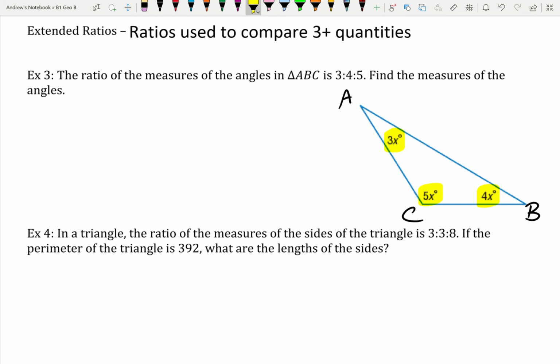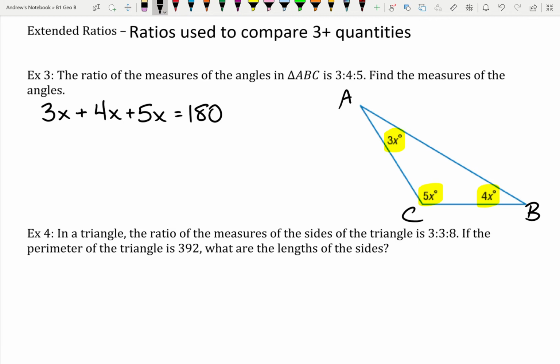If I was asked to find the measures of these angles, what I can do is say, all right, I've got a triangle. I know that all the angles in a triangle add up to 180 degrees. So I could say that 3x plus 4x plus 5x is going to equal 180 degrees. Nothing too super fancy. We're just going through like we normally would. I have all these angles, they add up to 180, let's figure it out.